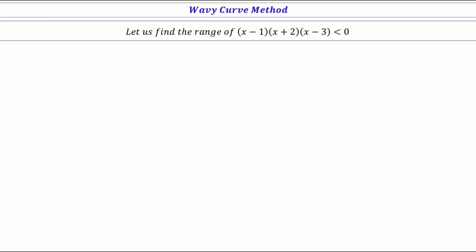So, same problem. We draw minus infinity to infinity. We again put the same roots, the zeros of this inequality: minus 2, 1 and 3. This is where it becomes zero. Now you will always start from the right side, that is, 3 to infinity here. You always start from here.